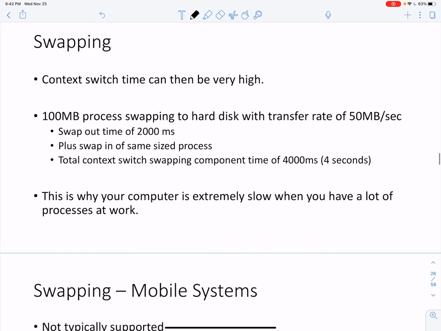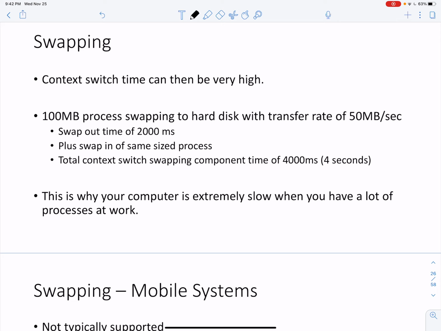So here is one example. If we have a process whose space is 100 megabytes, and then our hard drive transfer speed is 50 megabytes per second, only to swap that process out will take 2 seconds.